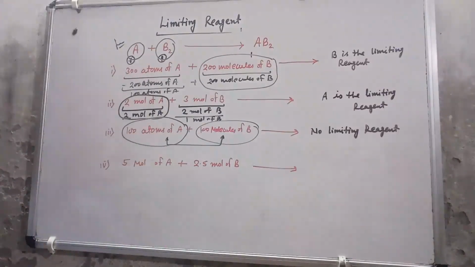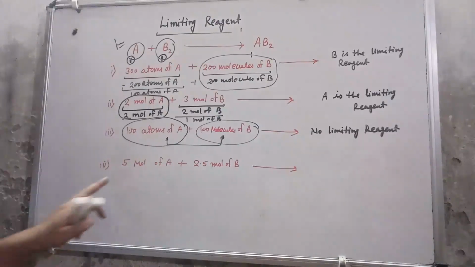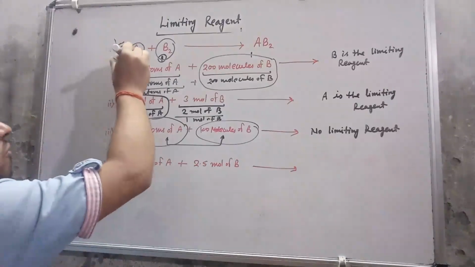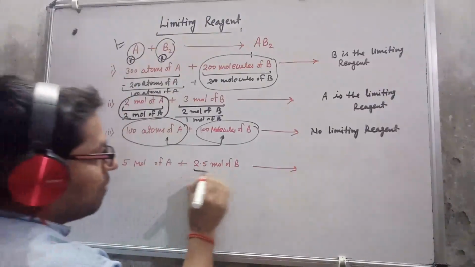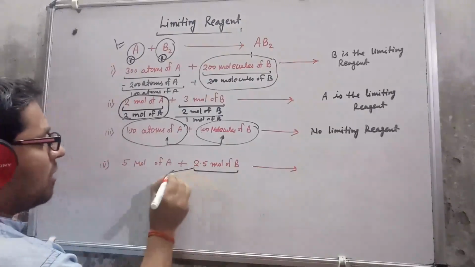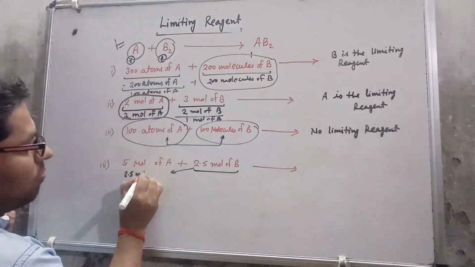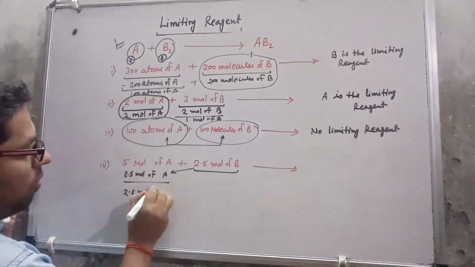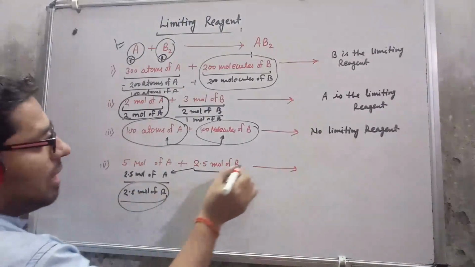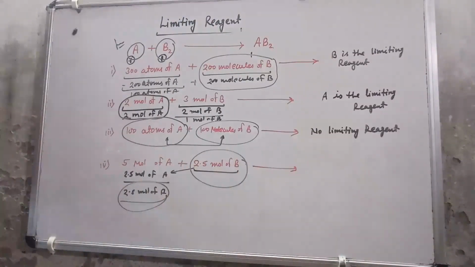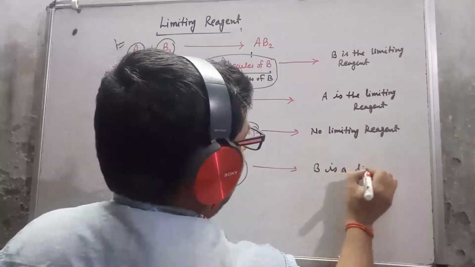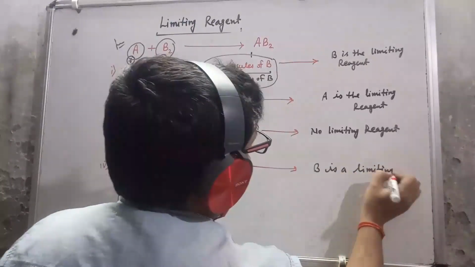After this you will see in the fourth part that 5 mole of A reacts with 2.5 mole of B. Very simple, 1 mole of A reacts with 1 mole of B. So 2.5 mole of B reacts with 2.5 mole of A. What is left? 2.5 mole of A is left and B is totally consumed. So what can I say? B is the limiting reagent.